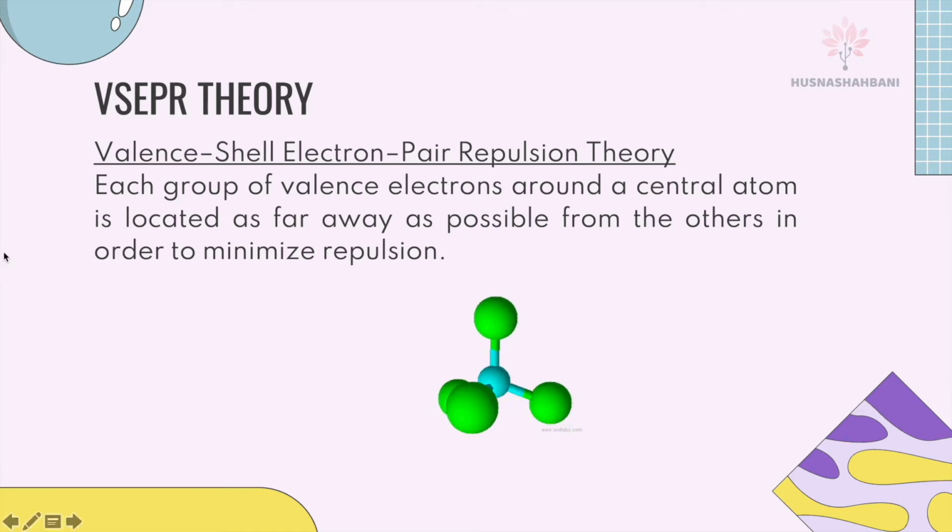This theory states that each group of valence electrons around a central atom is located as far away as possible from the others in order to minimize repulsion, because we know that electrons have the same charge, so they repel. Those electrons will be located as far away as possible from the others to minimize the repulsion.